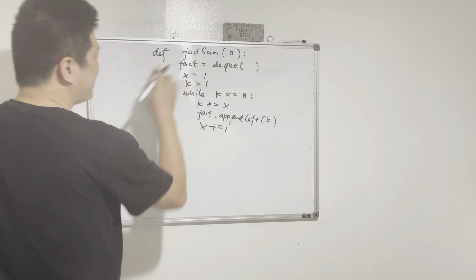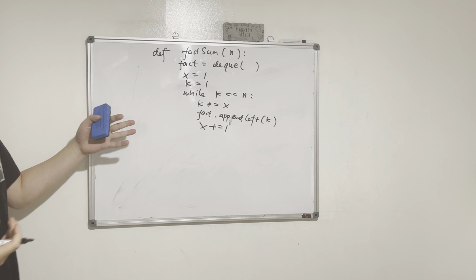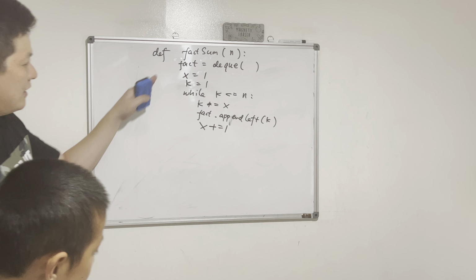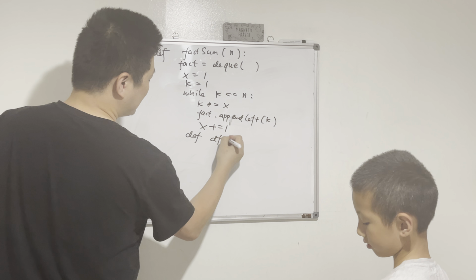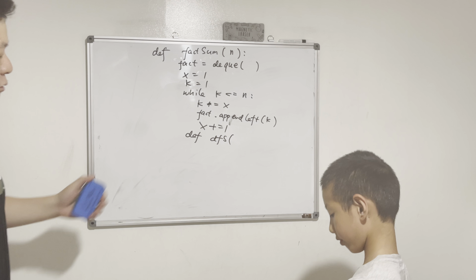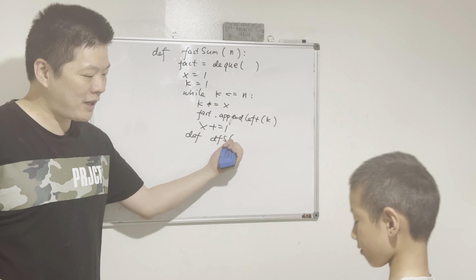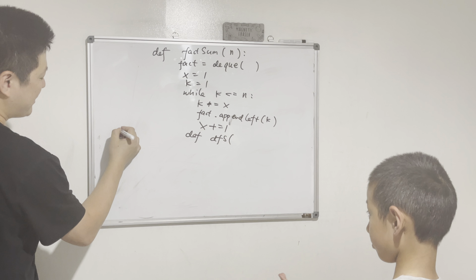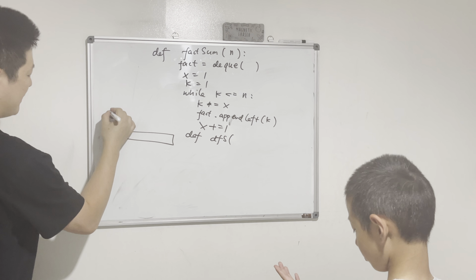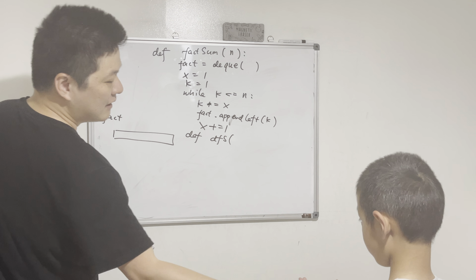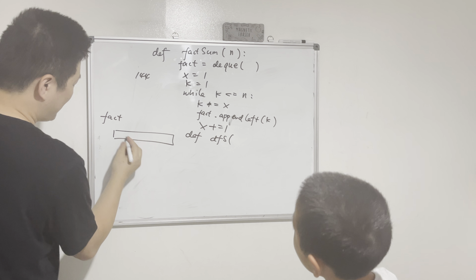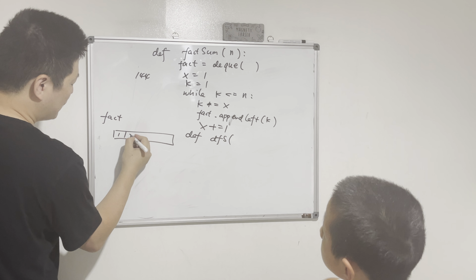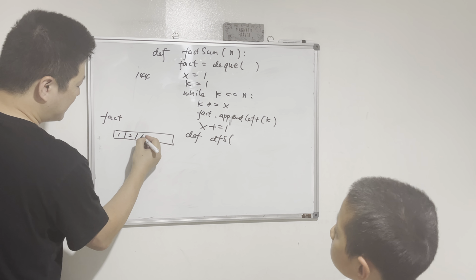Okay, so now the factorial will be the list of the factorials that are smaller than n, right? Then now we do this DFS. So what kind of parameters do we have here? If we have this array, factorial, for example n is 144, it will be 1, 2, 6, 24, 120.